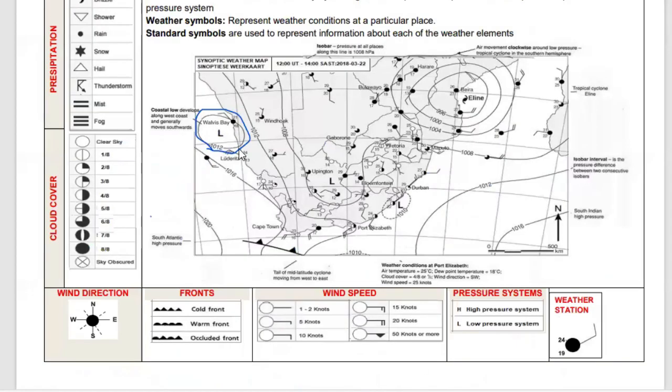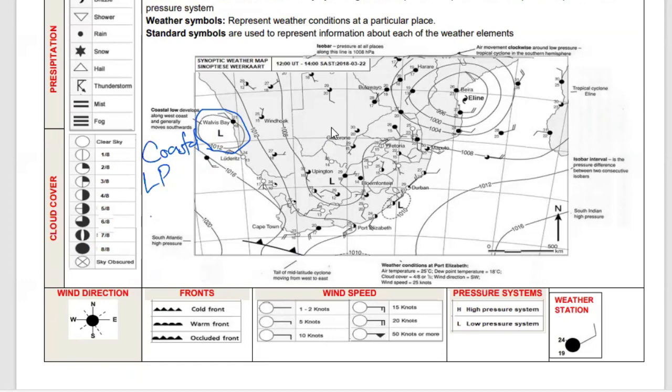What do we need to note here? This is a low pressure cell which is existing along the coast. If we check, this is the margin of the ocean, which is the Atlantic, and the inland places around Walvis Bay on the western coast. This is what we call a coastal low. It's called a coastal low pressure cell.